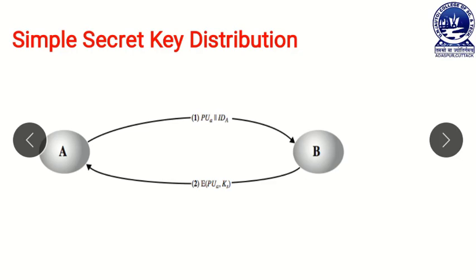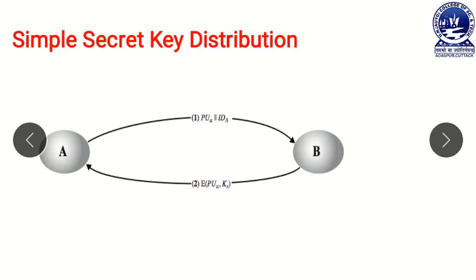After generating the secret key, B encrypts this secret key KS with the public key of the initiator A. After encrypting it, the responder B sends it to the initiator A, which means A receives a message from B, and this message contains the secret key KS, encrypted using the initiator's public key, A's public key. When A receives this message, A decrypts it using its private key, that is PRA.